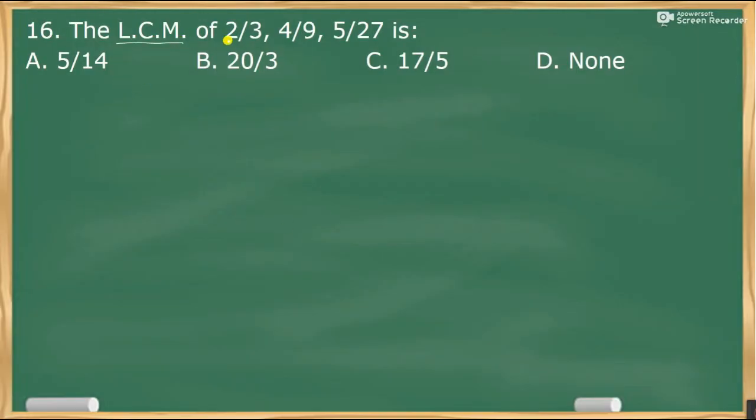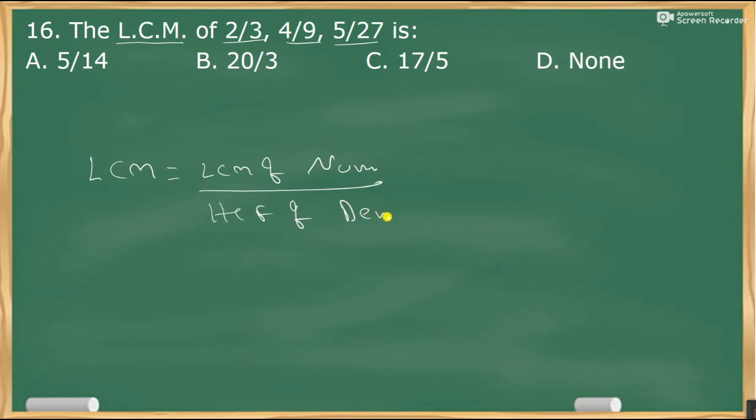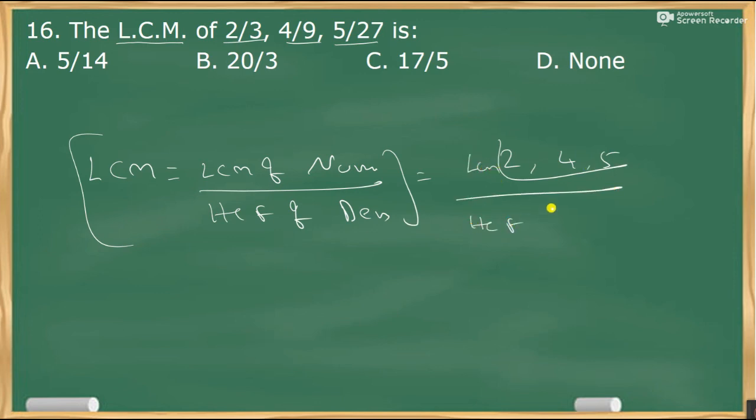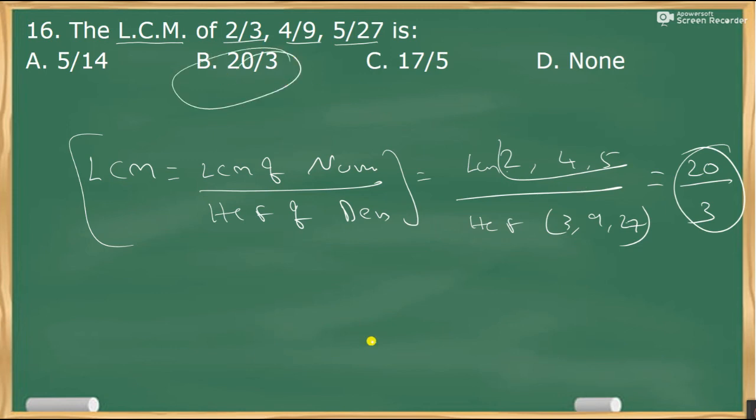So the LCM of 2 by 3, 4 by 9 and 5 by 27. It's a similar concept to HCF. Only the thing is it reverses. LCM of any fraction is nothing but LCM of numerator divided by HCF of denominator. That's it, simple. Okay, so do the same thing. So I have numerators 2, 4 and 5. I have to take the LCM of it and then the denominators 3, 9, 27, I have to take the HCF of it. If I take 2, 4 and 5, what do I get? I'll get LCM as 20 and HCF of 3, 9, 27 is 3. Answer is 20 by 3. So option B is the answer.